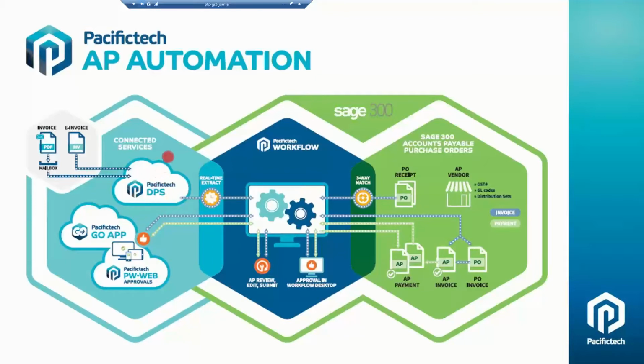So over here on the left-hand side are the connected services. This is software that we've got running on servers in one of the high-end data centers in Melbourne. This software is connecting to the Sage 300 system using web services. With the connected services, what we're doing is providing state-of-the-art functionality to Sage 300 customers. So the first one that we'll talk about is the DPS.